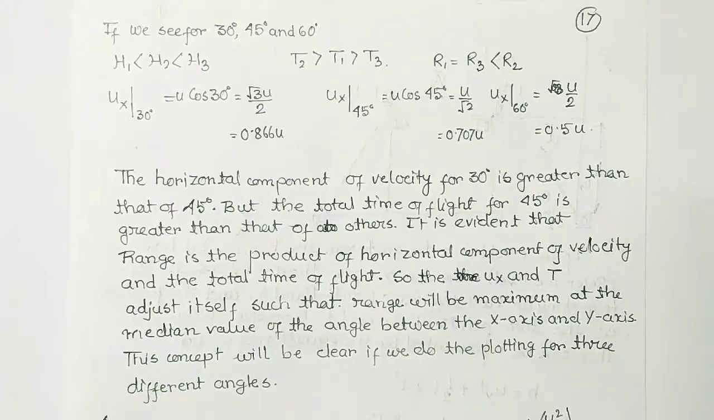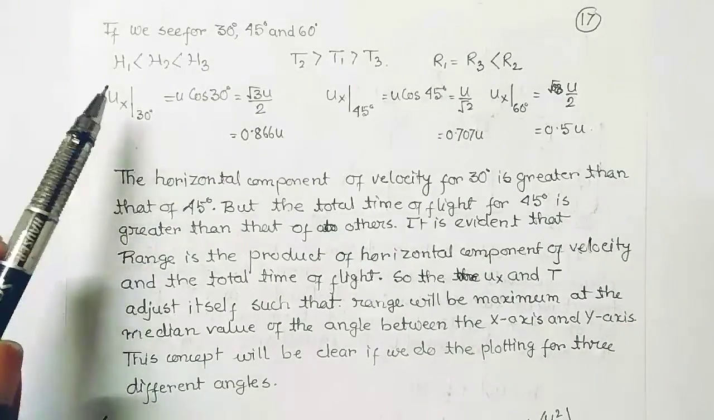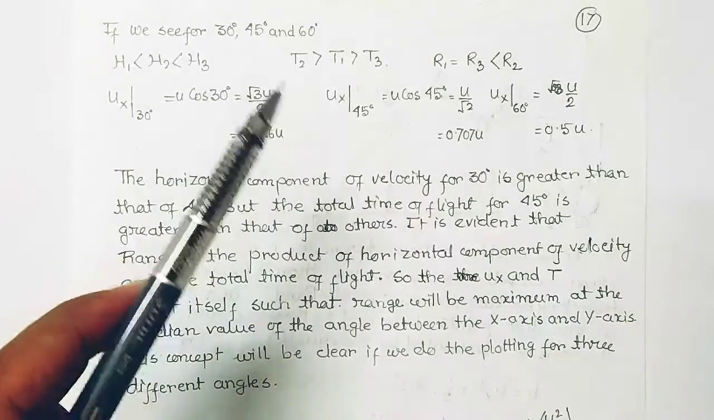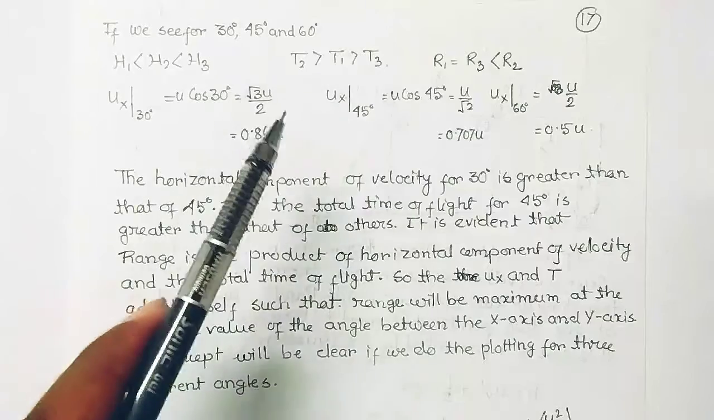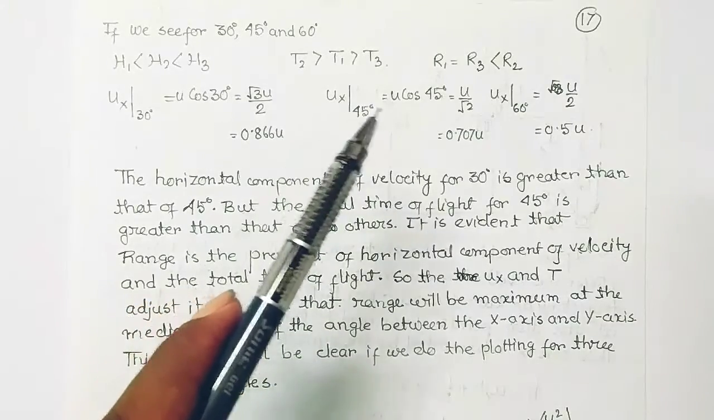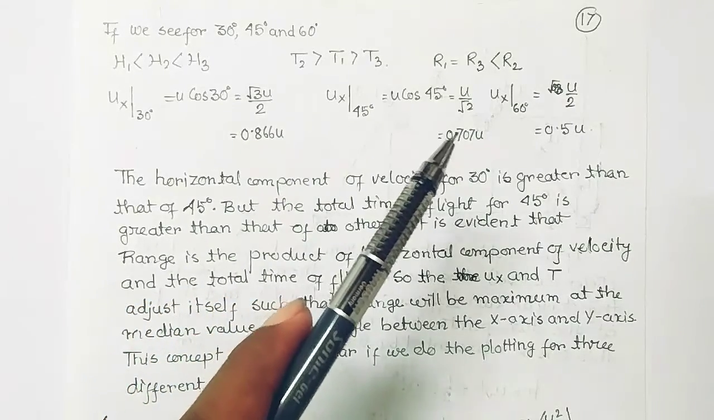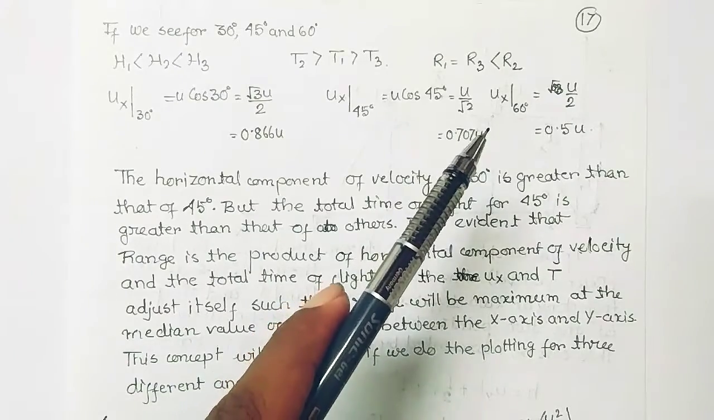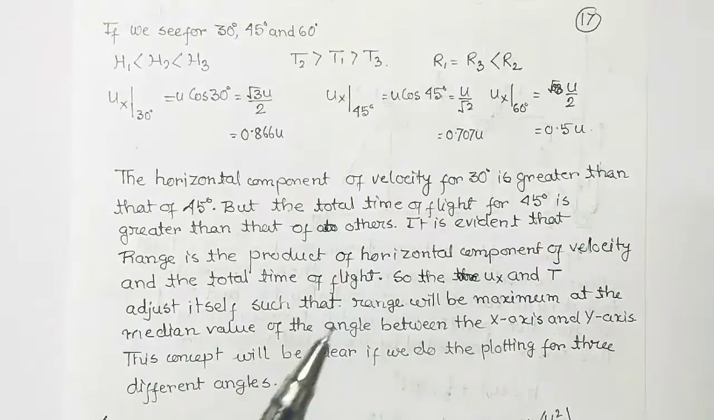What I have just told you is here. Just see, H1, H2, H3, it is monotonically increasing. T1, T2, T3, T2 is greater than T1 and T3. R1 equal to R3 and less than or equal to R2. Okay, so these things we have obtained.